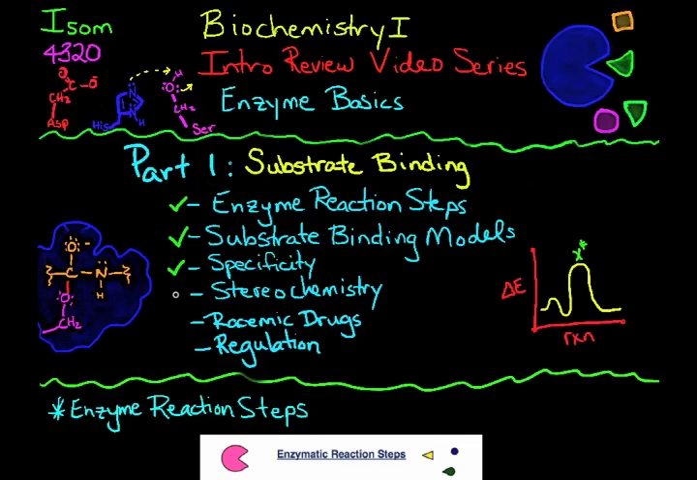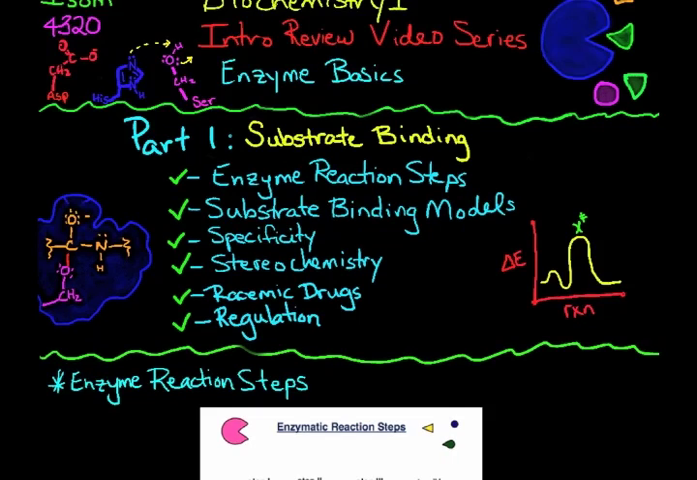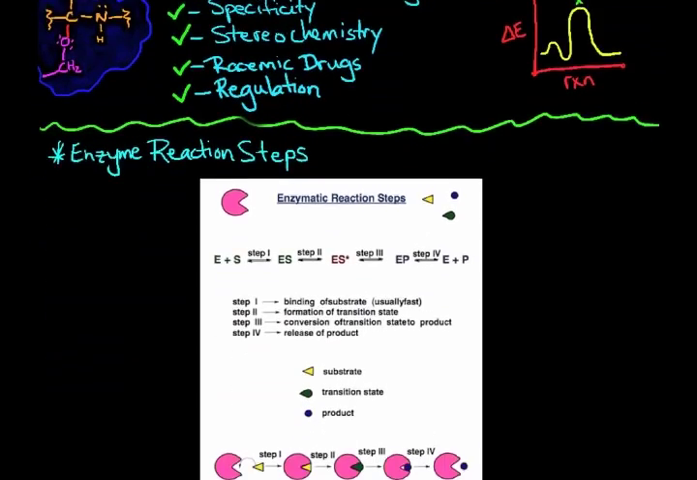Then we're going to talk about a specific one of those types that is called stereochemical specificity. And so we'll talk a little bit about that, and then I'll give you two examples of some racemic drugs to illustrate the importance of stereochemical specificity. And then we'll talk about the two models of enzyme regulation. Okay, so we're going to go ahead and dive in and get started. I know you're excited. Here we go.